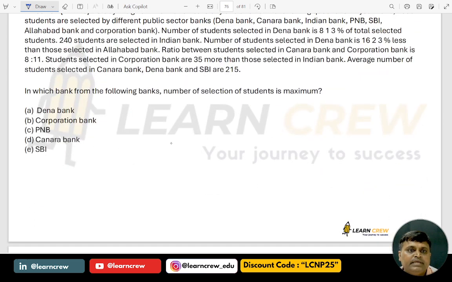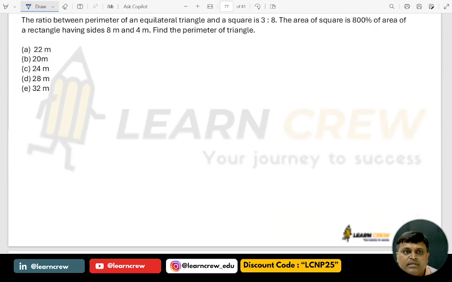Next, in which bank from the following banks is the number of selections of students maximum? So the maximum number of students are selected from SBI, 320, already we calculated. Now see the next one.